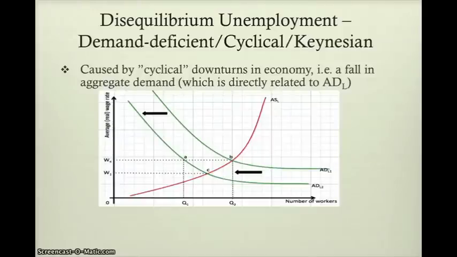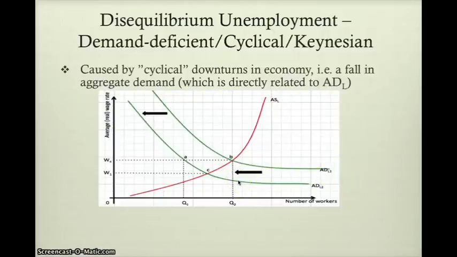Okay, so the next type of disequilibrium unemployment is demand deficient, cyclical, or Keynesian unemployment. This type of unemployment is caused by cyclical downturns in the economy, basically meaning a fall in aggregate demand. For example, if the economy is entering a period of slow growth, then aggregate demand is likely to drop. And since aggregate demand is directly related to the firm's aggregate demand for labor, the aggregate demand for labor will drop as well. This is shown in the diagram from ADL1 to ADL2.